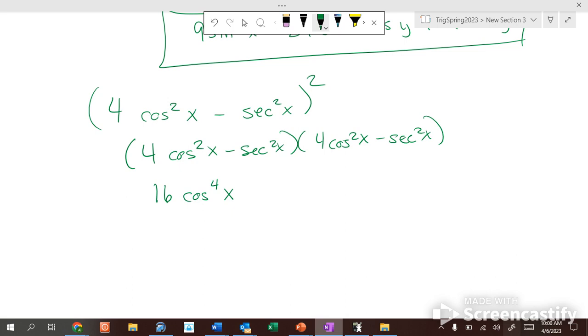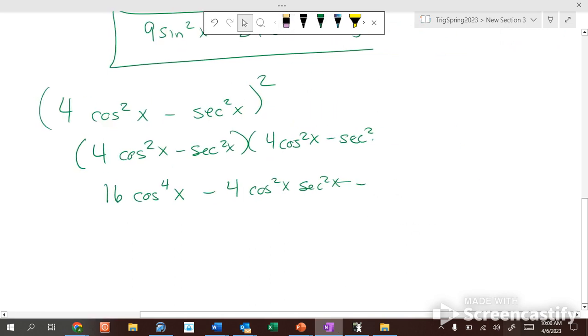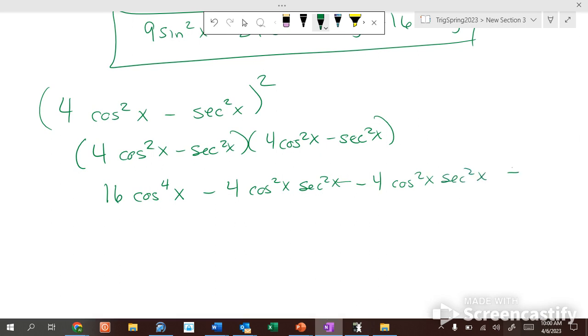Outers, minus 4 cosine squared of x secant squared of x. Inners, same thing. Last, plus secant to the 4th of x.